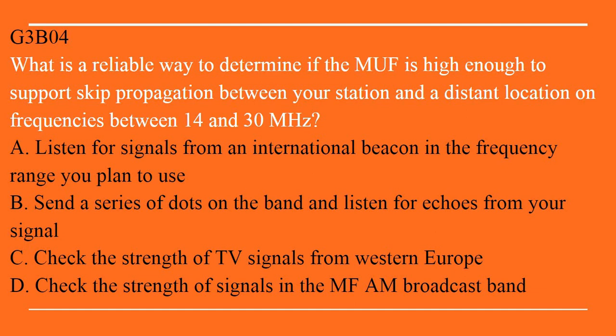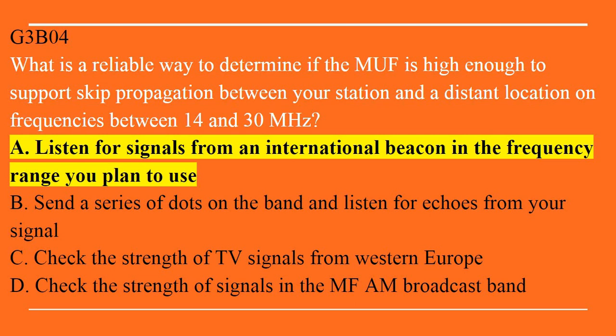G3B04. What is a reliable way to determine if the maximum usable frequency is high enough to support skip propagation between your station and a distant location on frequencies between 14 and 30 MHz? A. Listen for signals from an international beacon in the frequency range you plan to use. B. Send a series of dots on the band and listen for echoes from your signal. C. Check the signal strength on TV signals from Western Europe. D. Check the strength of signals in the MF AM broadcast band. Correct answer is A. Listen for signals from an international beacon in the frequency range you plan to use.